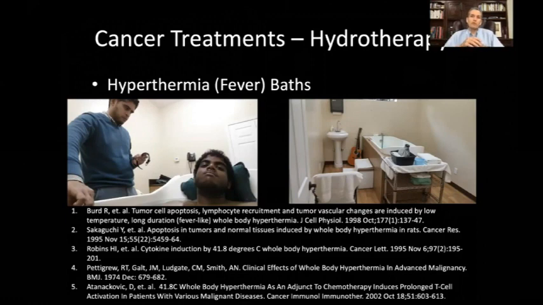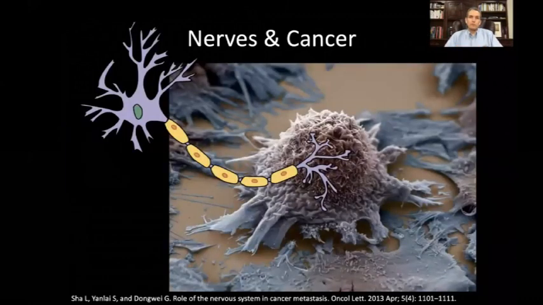We try to get individuals' temperature at least up to 102. We aim for around 102 to 104, try to maintain it for at least 20, 30 minutes or so, and then bring the temperature back down. Repeat that 3 to 5 times a week, not a day, wow, you'd be wiped out. 3 to 5 times a week, and about 3 weeks out of every month for about 6 months or so. And we see benefit associated with it.